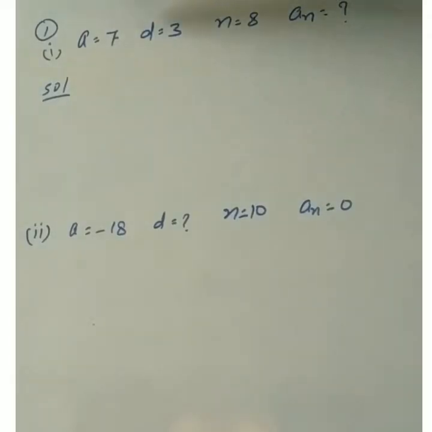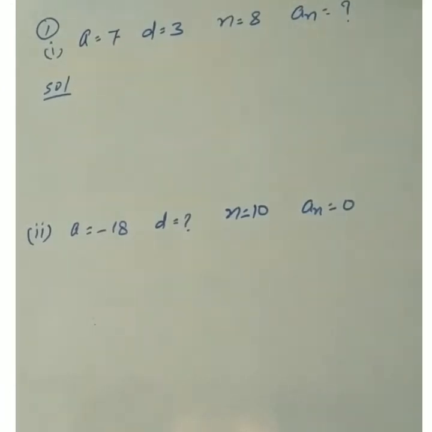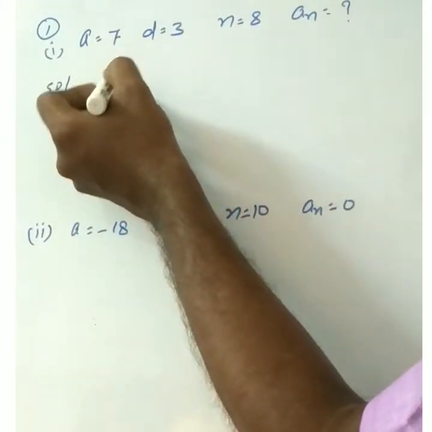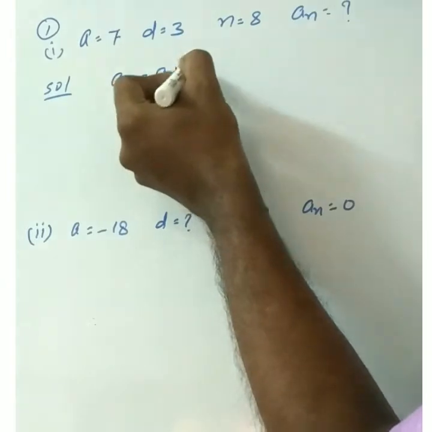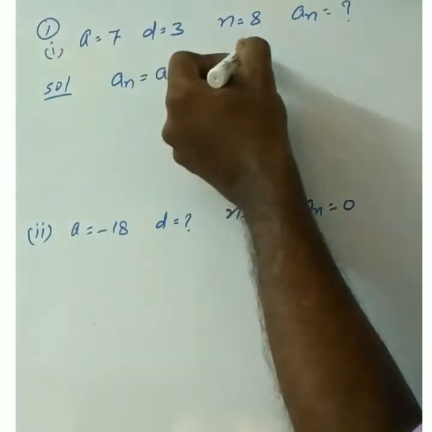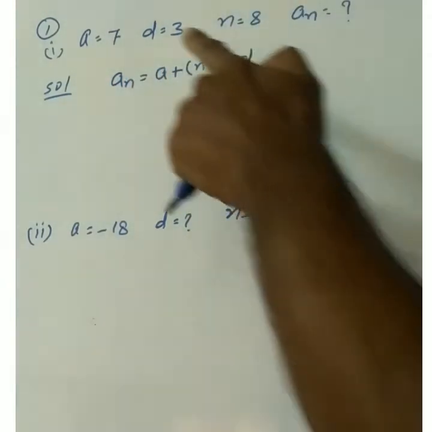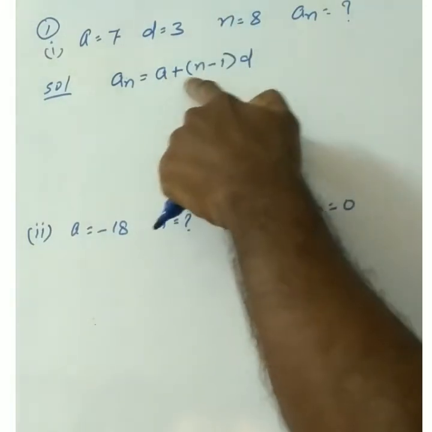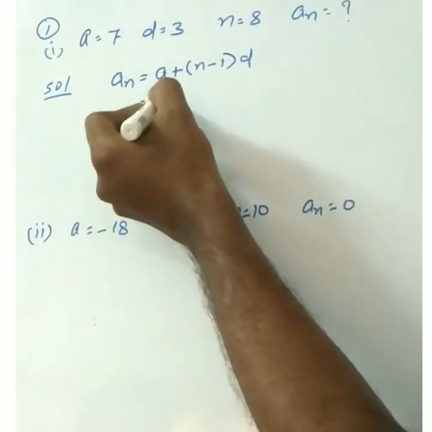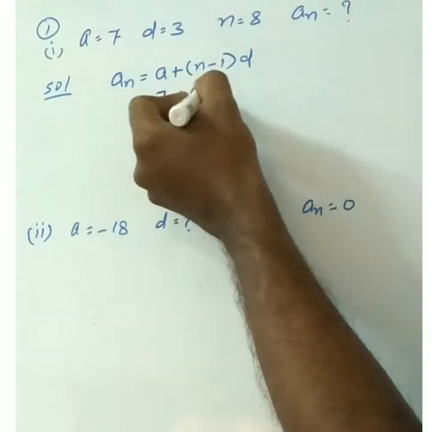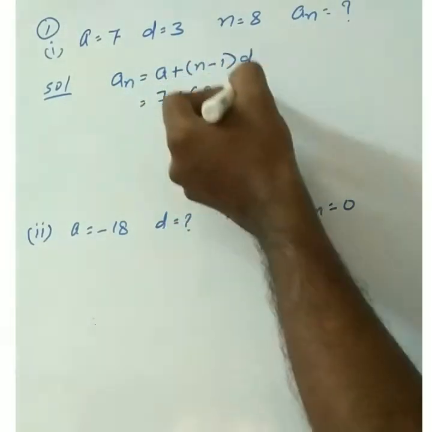Here, the first term is given, d is given, n is given. We have to find out the nth term. We have a formula for the nth term: an equals a plus n minus 1 into d. Now we'll put all these values here and we'll obtain an. A is 7, n is 8, d is 3.